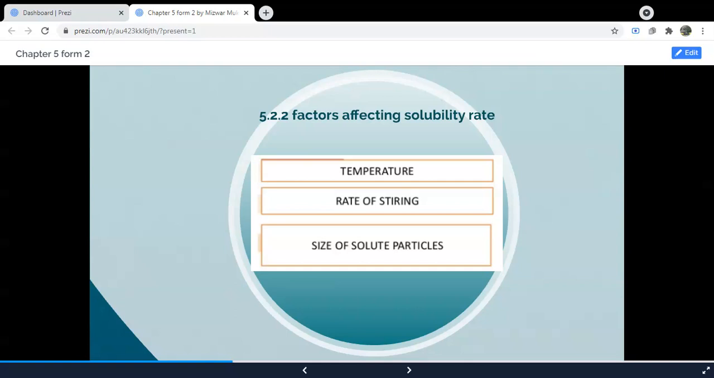Okay, kamu cuma bayangkan kamu ambil gula yang dalam bentuk cube dengan gula yang dalam bentuk serbuk. Yang mana yang paling cepat sekali untuk dissolve? Mestilah gula yang dalam bentuk serbuk. Gula yang dalam bentuk cube dia lambat sikit, sebab dia punya size besar.